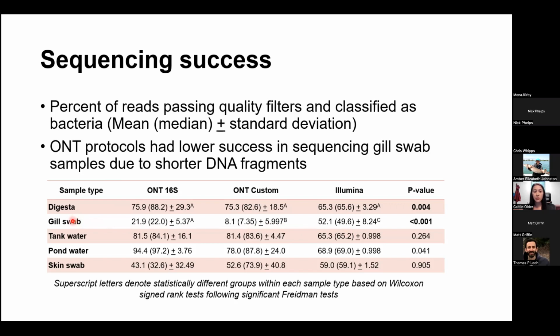What you can see is that overall, the ONT protocols had lower sequencing success for gill samples, which was due to shorter DNA fragments. So with Illumina, we only need 300 bases of sequencing, but for the Oxford Nanopore sequencing, we needed at least 1,200. And so since there were so many short reads, a lot of them were discarded during the filtering process.